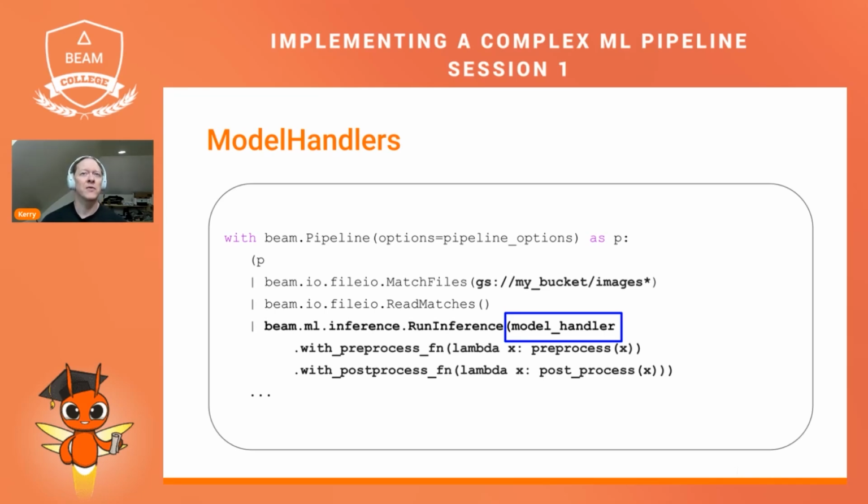So run inference is the transform, but the key element of run inference is the model handler. The model handler actually has the code that understands how to deal with a particular framework and a particular model to get good inference results from your inputs.